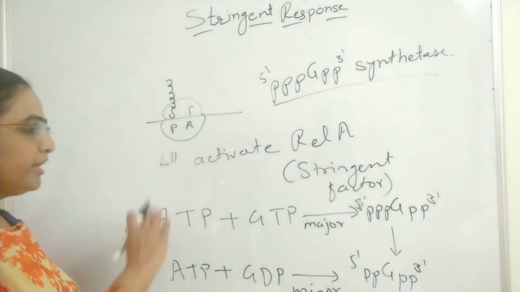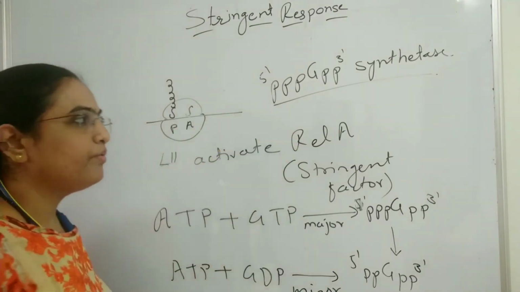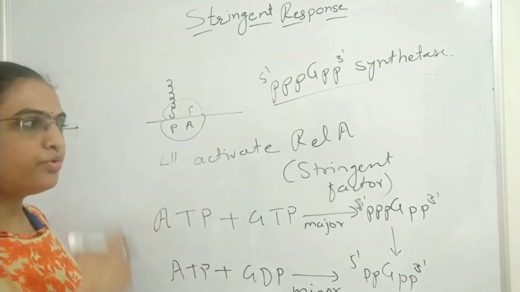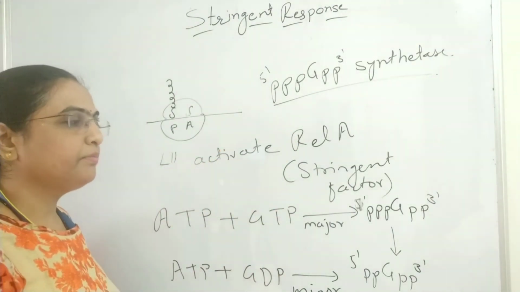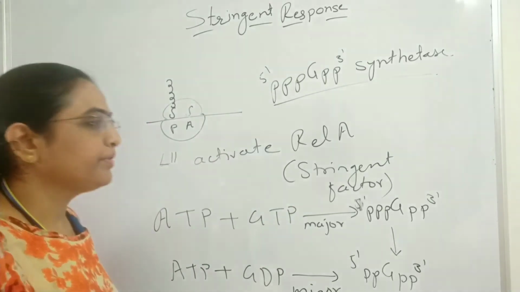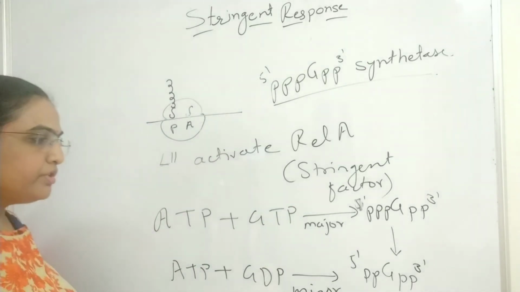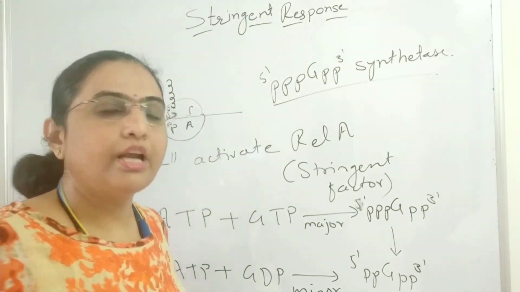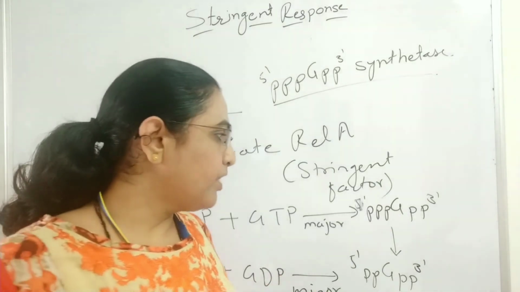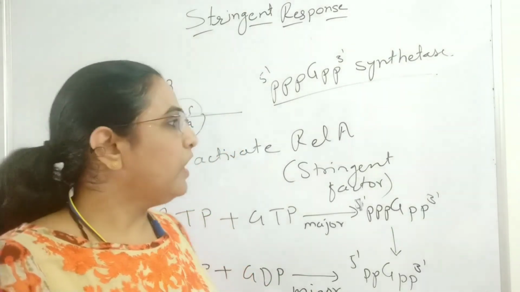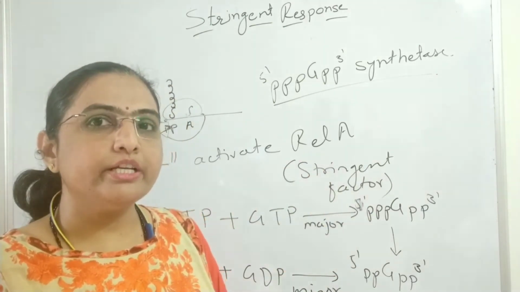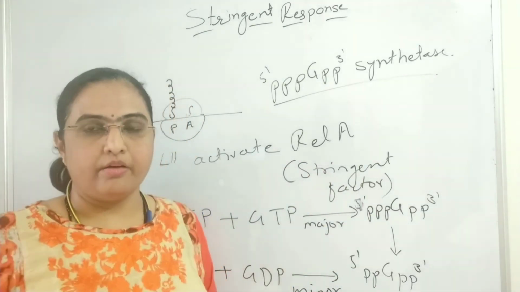So ATP plus GTP in the presence of RelA, the stringent factor, is going to give you the guanine pentaphosphate. And in the presence of some of the ribosomal proteins, it is going to give you the guanine tetraphosphate. Slowly the pentaphosphate is going to convert into the guanine tetraphosphate.